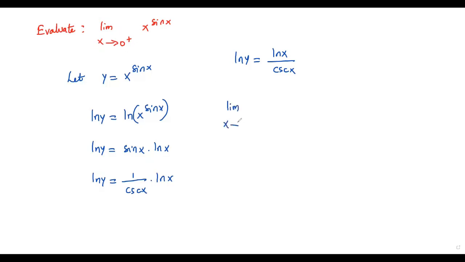So limit x tends to 0 positive of ln y equals limit x tends to 0 positive of ln x over cosecant x. Here we already know that logarithms are defined only for positive values of the argument. Even if the argument is 0, the logarithm is undefined. Here, in the natural logarithm, x is the argument, so the value of x has to be positive. Whether we have natural logarithm or common logarithm, the argument of the logarithm always has to be positive.